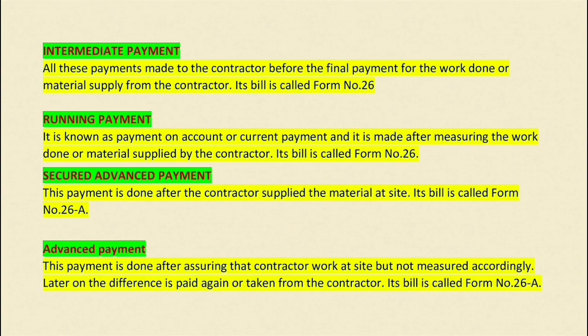Now the next is advanced payment. This payment is done after assuring the contractor's work at the site, but not measured accordingly. Later on the difference is paid again or taken from the contractor. This bill is called form number 26A. This is an advance payment made to the contractor based on his work, on guesswork, and not on measuring his actual quantities. Once the actual quantities are measured, the difference is given to the contractor or rather taken from the contractor, in case of up and down. So its bill is known as 26A. So this is advance payment made to the contractor.